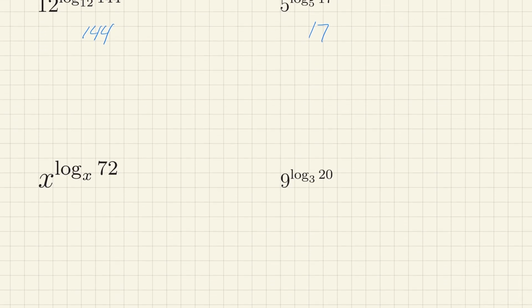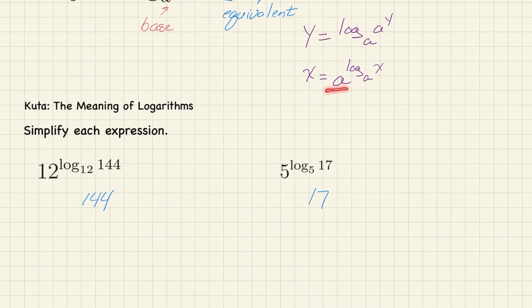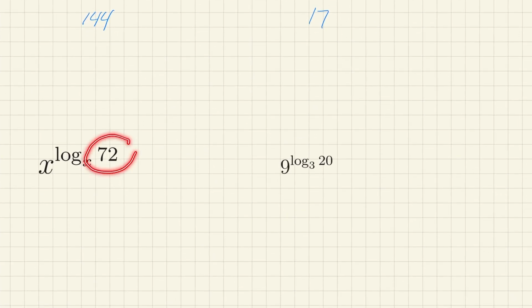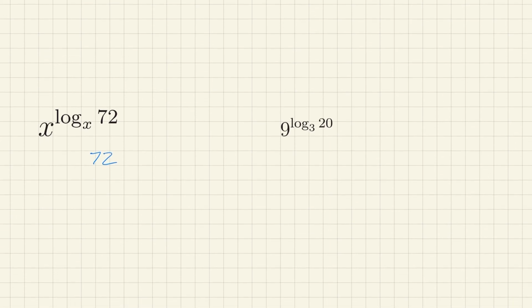Our next example is x raised to the log of 72 base x. In this case, x here is not our argument, but rather our a that we're used to seeing here. Our argument is the 72. So x raised to the log of 72 base x, when we simplify that, becomes 72. So 9 raised to the log of 20 base 3.